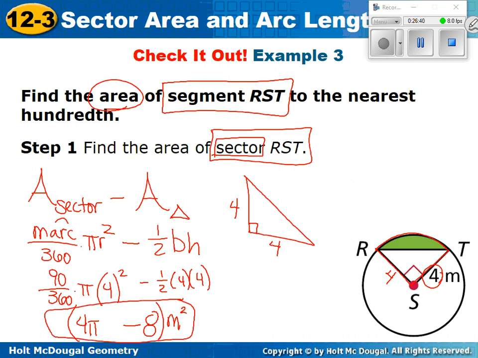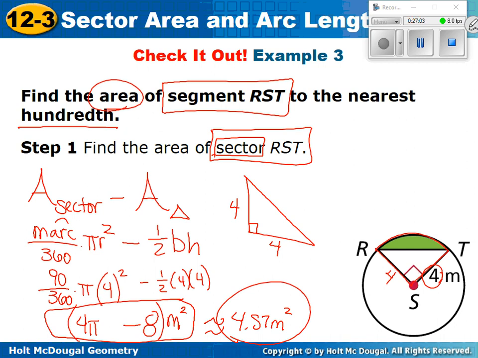So on the test, I may ask you to leave your answer exact. On this question, they said to round it. So go ahead, type it in. What's 4 pi minus 8 to the nearest hundredth? I heard 4.57 meters squared. Somebody agree with Sean? Yes? Okay. Questions on area of a segment.